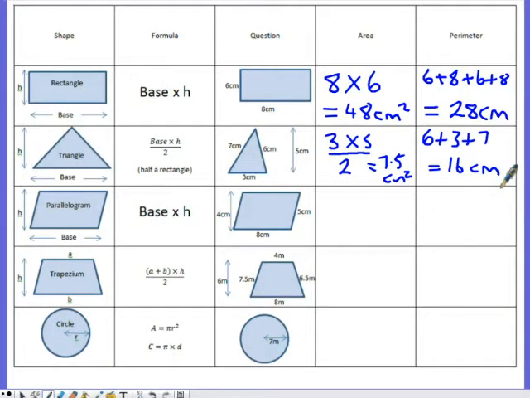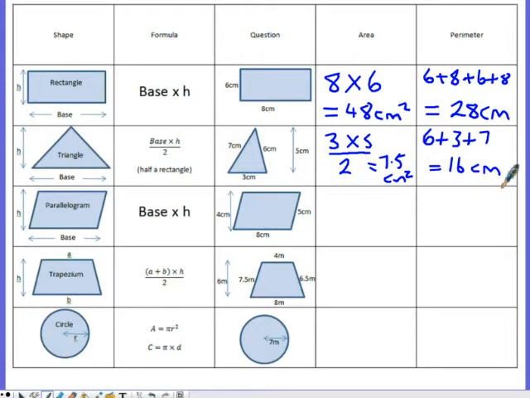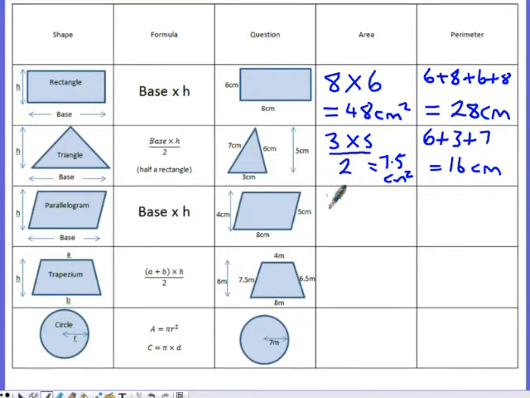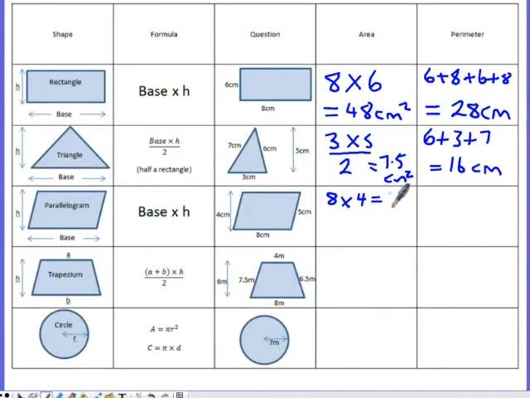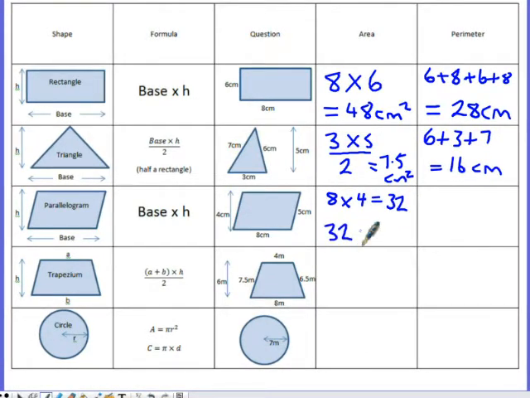A parallelogram is actually a lazy rectangle, and that's why it has the same formula for the area. The formula is base times the vertical height. So if you look at this example, the base is 8 and the vertical height is 4. 8 times 4 gives us 32. Don't forget your units, it's 32 centimeters squared.